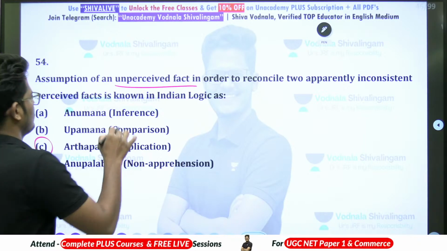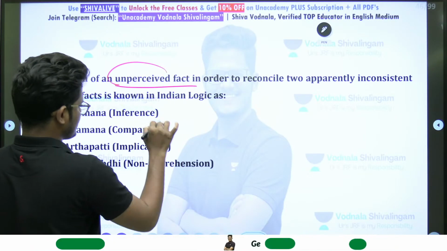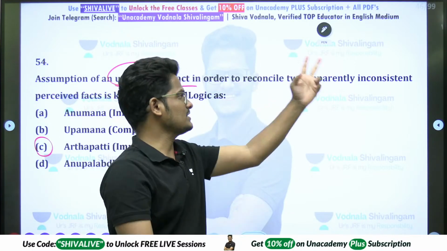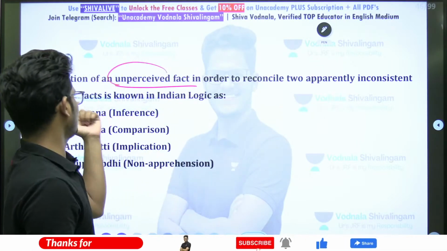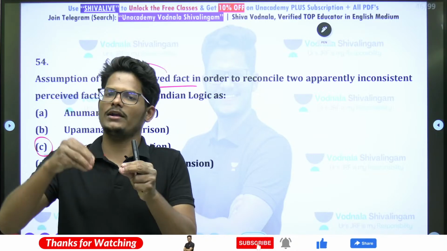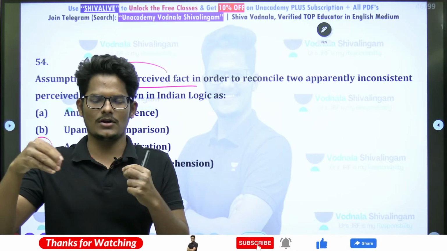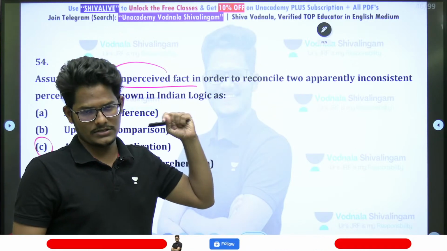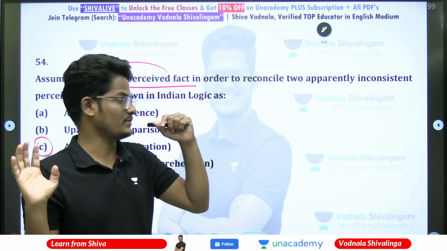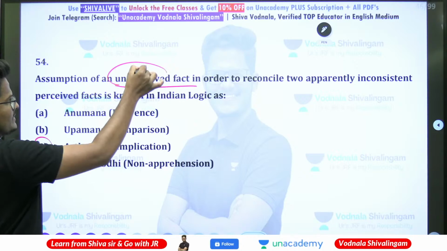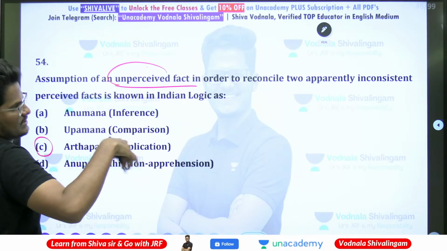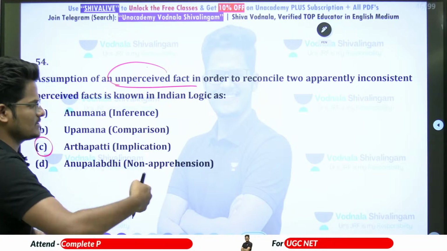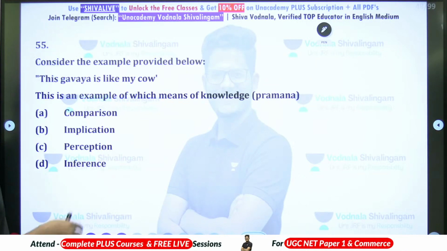Over here, we are taking the assumption of the unperceived, that Krishnadatta is eating in the night time, based on the inconsistent perceived fact that we know he is not eating in the daytime. He's not eating during the daytime. That is the known fact, which is inconsistent or consistent, irrespective of it. Based on that, we are perceiving the unperceived one, which is he might be eating at the night time or he might not be eating. Because of not eating also, he may become fat. So it could be any reason.